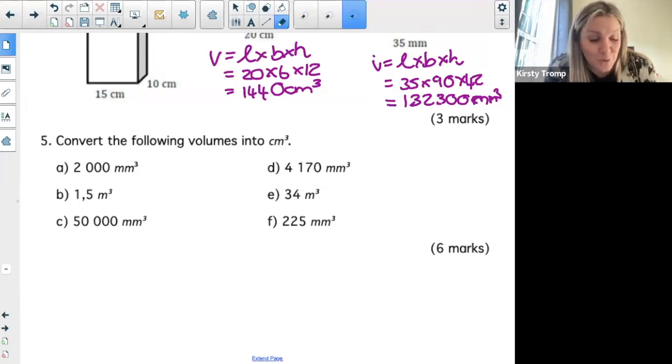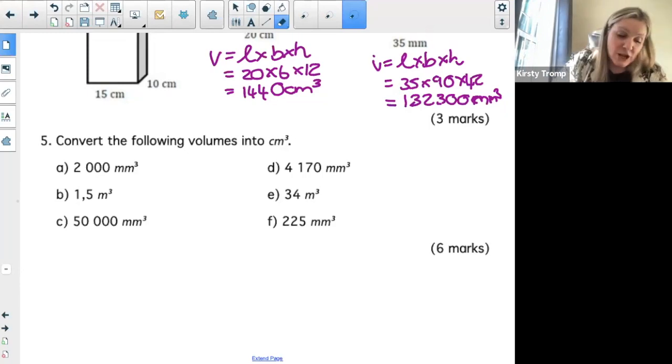All right. So you are going to practice converting the following volumes into centimeters cubed. Okay. So convert the following volumes into centimeters cubed. So have a look at those. Okay. Convert into centimeters cubed.